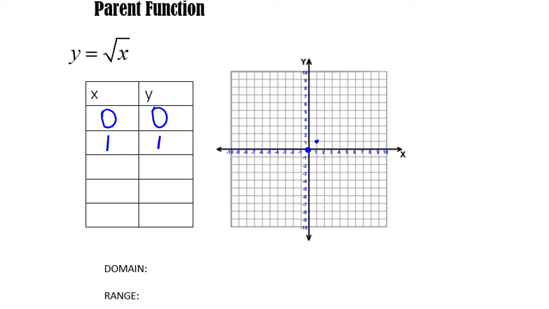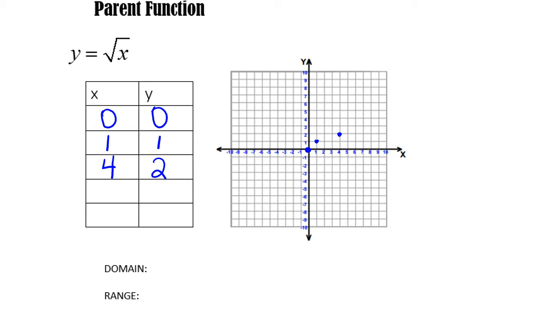If I was to plug in 2 next, the square root of 2 is a decimal. So I'm actually going to try to avoid that. Let's find a number that's a perfect square. Let's jump over to 4. The square root of 4 gives me an answer of 2. So at 4, I'll be at 2.